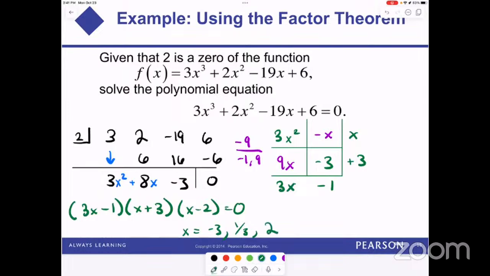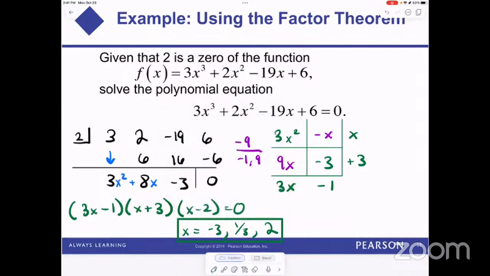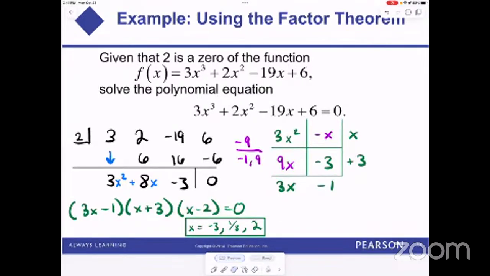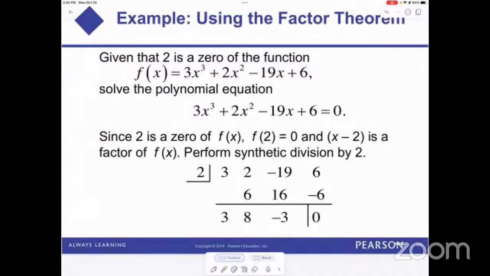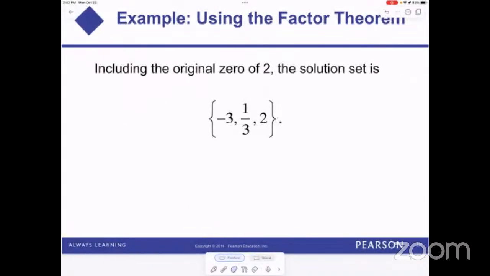Let me just do a scan for the remaining material. Okay. -3, 1/3, 2. And again, we could check by plugging it back into the original. Just in the interest of time, I'm going to use my prepared notes, and I think we got that right there. I'm going to have to leave this one as an exercise for you.